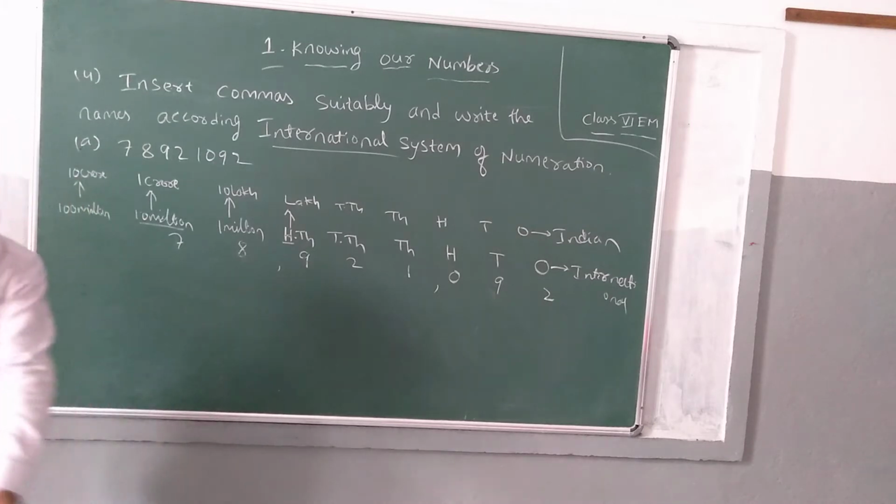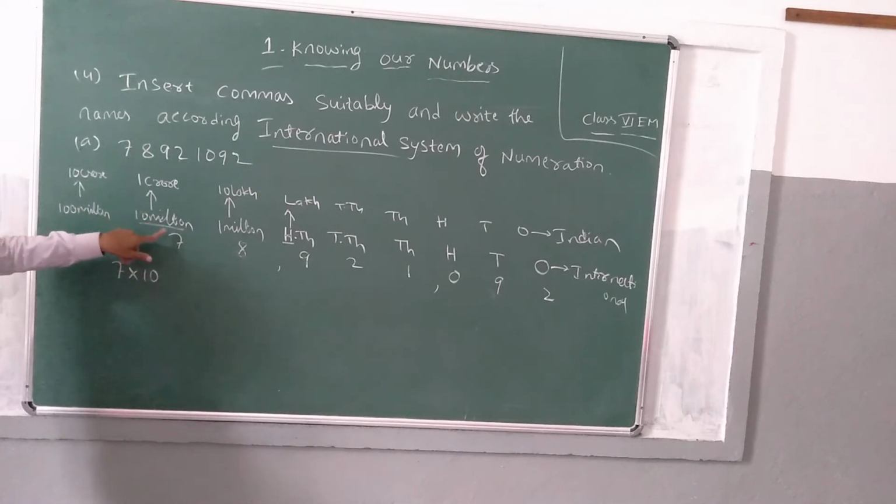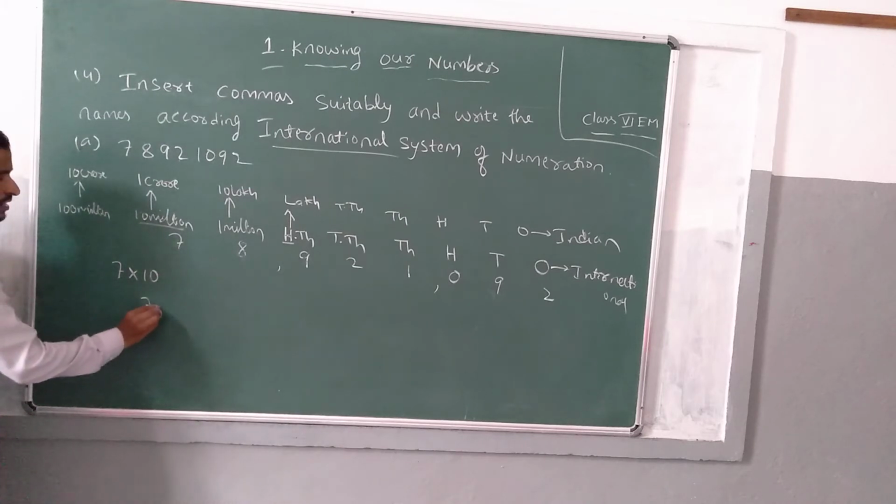Once again I will say, how many 10 millions are there? 7 are there. 10 millions is 7. So 10 sevens are 70.